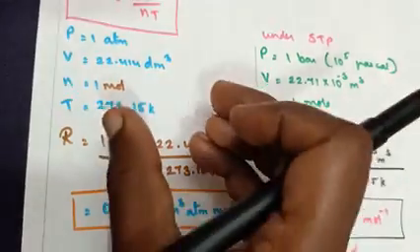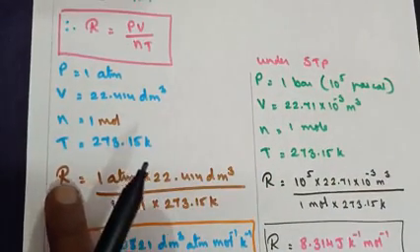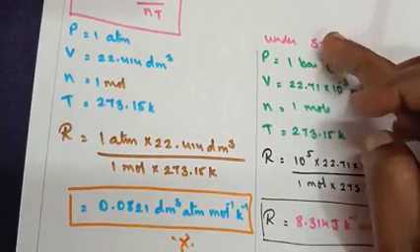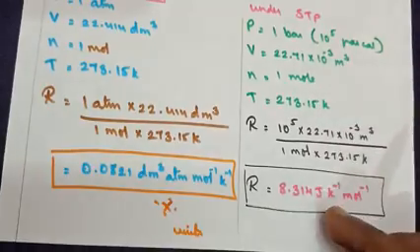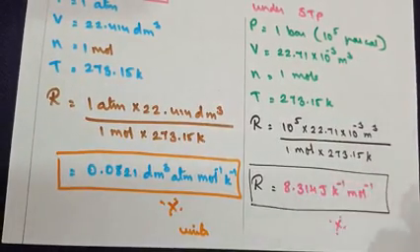It's easy. Under normal conditions, the value of gas constant R is this one. Under standard temperature and pressure, the value of gas constant is 8.314.